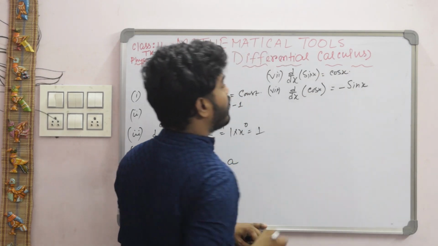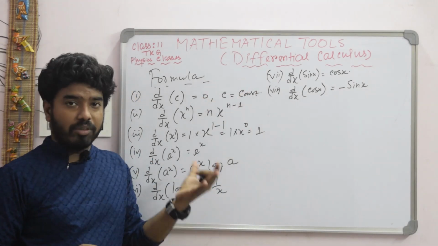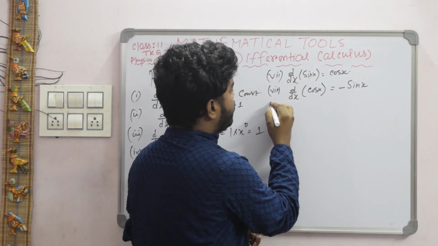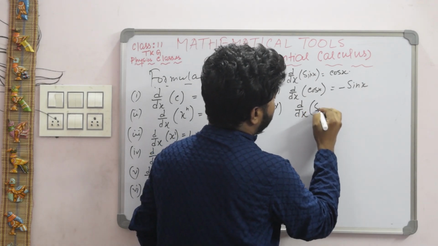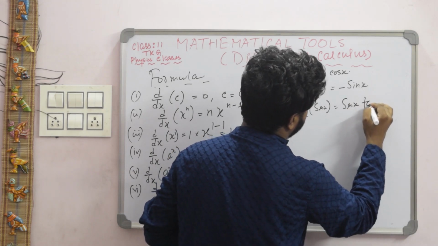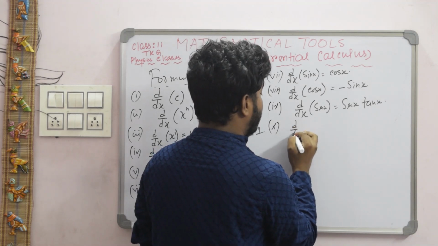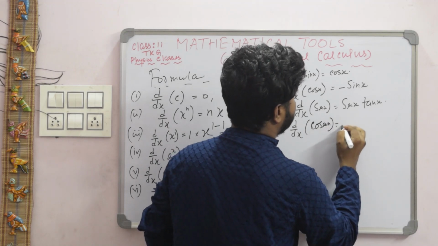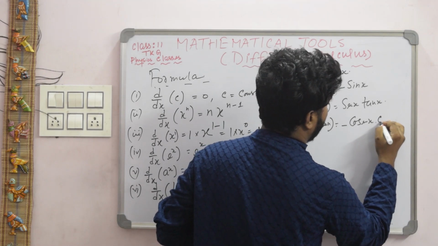You need to memorize it. In mathematics, there is a proof for every formula. You can prove it in class 12. Now you need to memorize it. d/dx of sec x, the answer is sec x tan x. Now d/dx of cosec x, the answer is minus cosec x cot x.